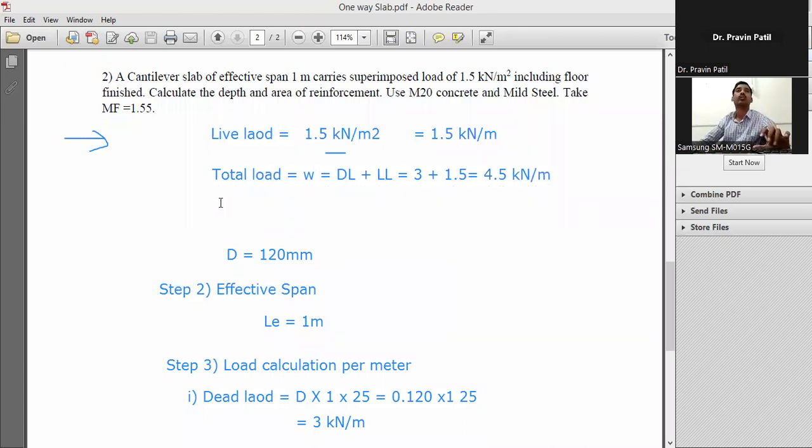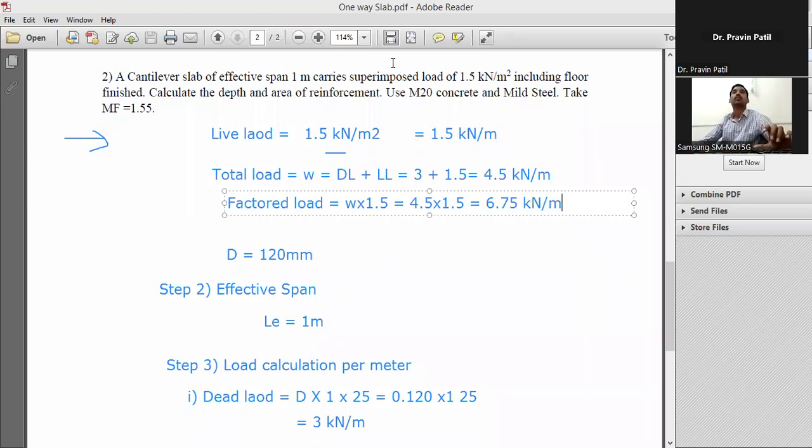Now the factored load. Factored load is equal to W into 1.5, so 4.5 into 1.5. The factored load is 6.75 kilonewton per meter. Okay. Next, step number 4, factored bending moment.